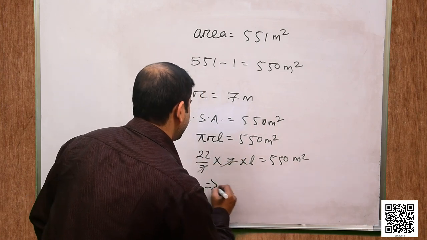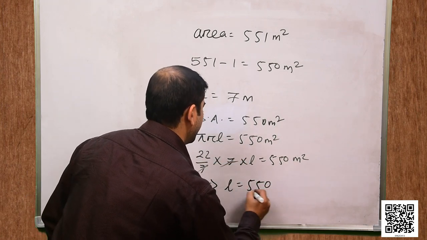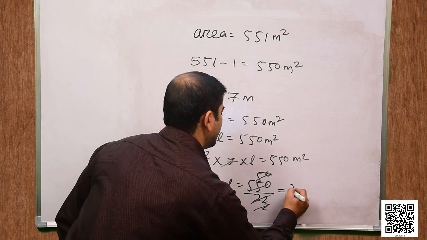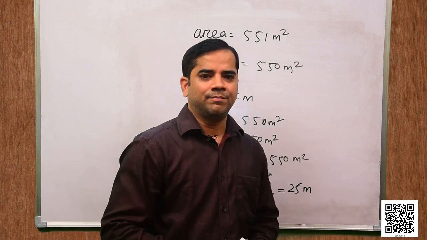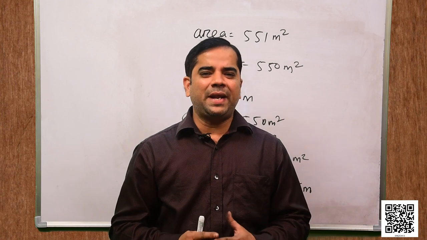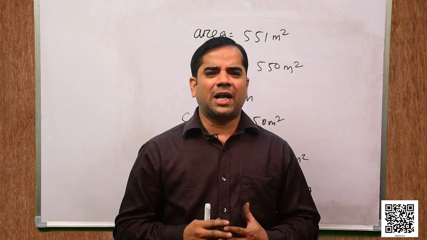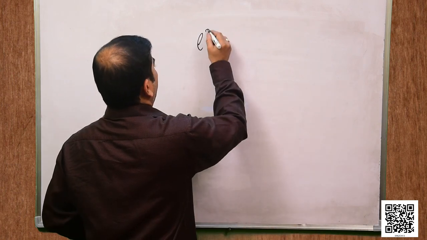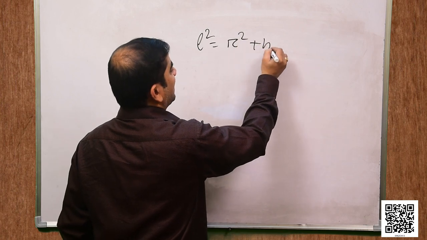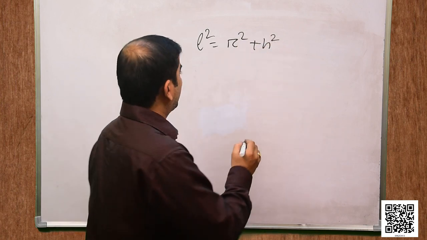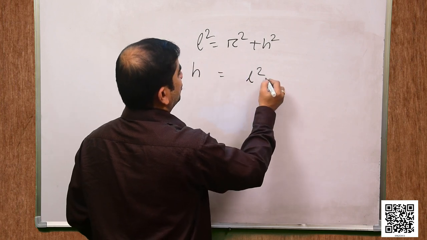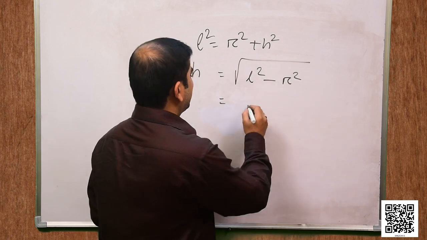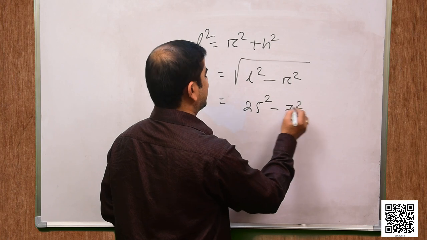So, students, that implies l is equal to 550 divided by 22, that is 25 meter. Okay. So, students, l is found to be 25 meter. Now, we know that l square is equal to r square plus h square. Fine. Now, what is h? h is equal to square root of l square minus r square. Okay, that means square root of 25 square minus 7 square.